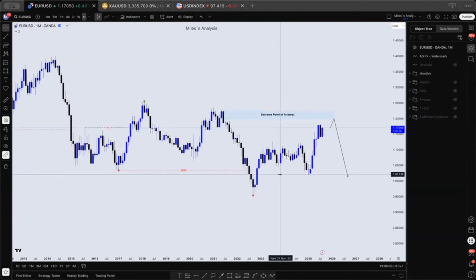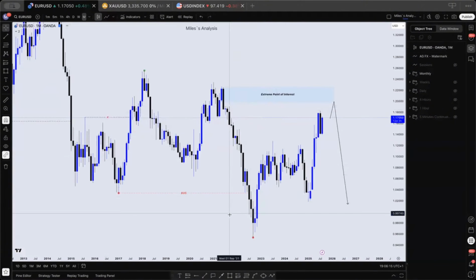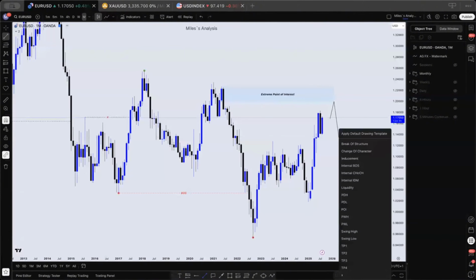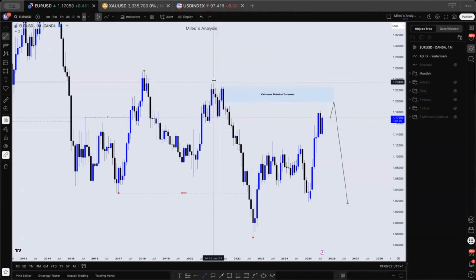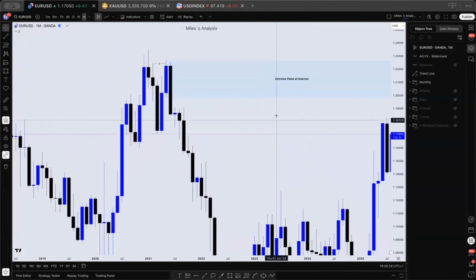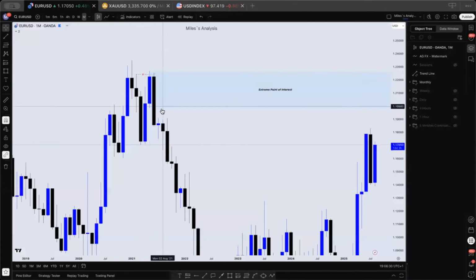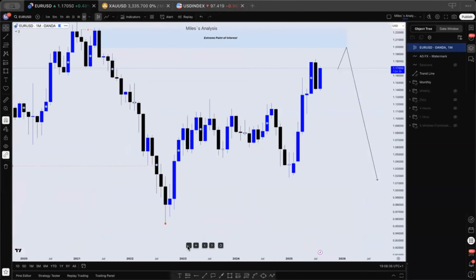After that, there is no inducement taken out yet, but we do have a point of interest, which is at this point, and there's a small imbalance below it. This point of interest also took out liquidity here, as you can see if you zoom in, right? So this liquidity grab and this imbalance makes this point of interest a probability point of interest.